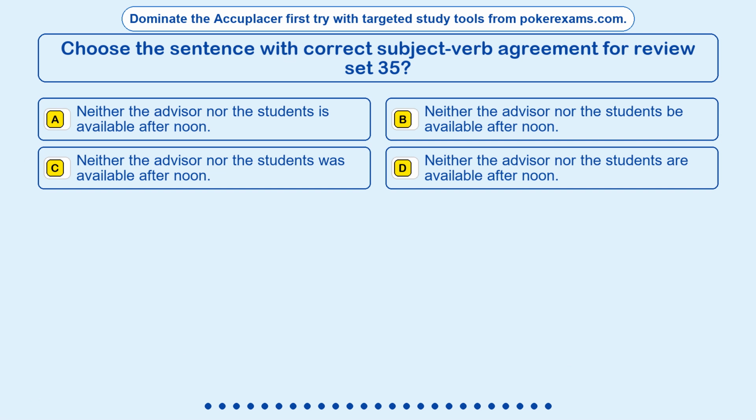Question 18. Choose the sentence with correct subject-verb agreement for review set 35. Option A. Neither the advisor nor the students is available afternoon. Option B. Neither the advisor nor the students be available afternoon. Option C. Neither the advisor nor the students was available afternoon. Option D. Neither the advisor nor the students are available afternoon.